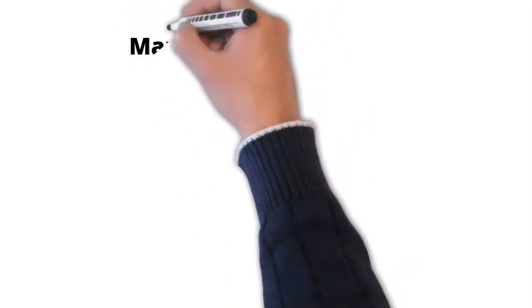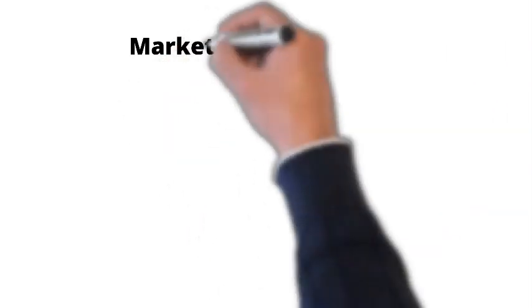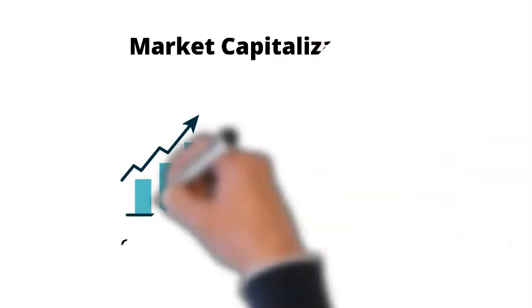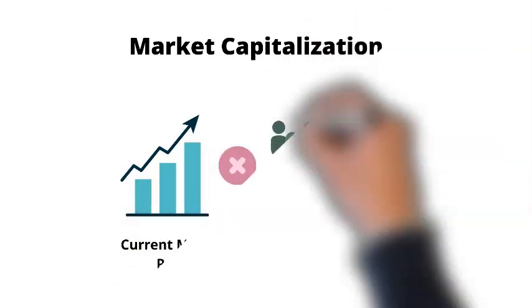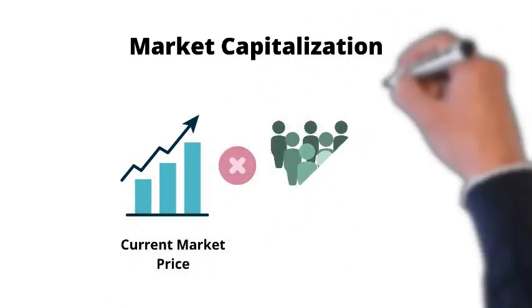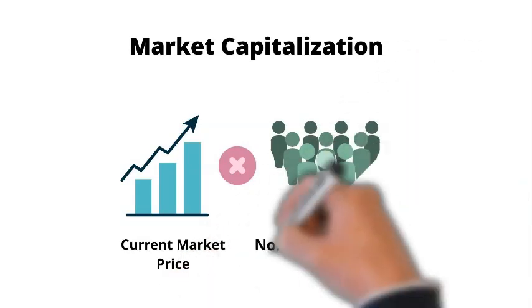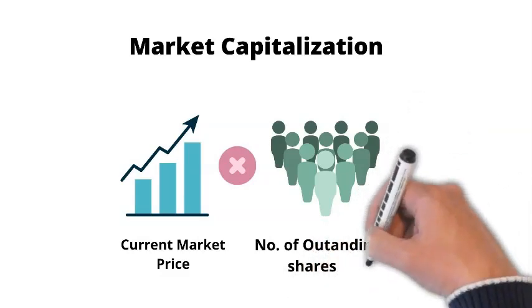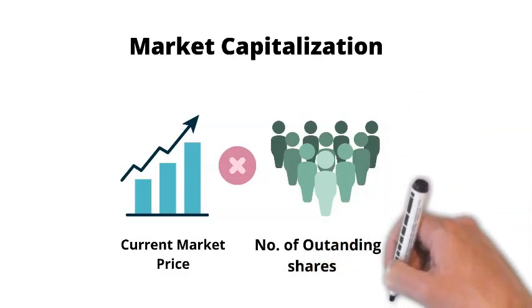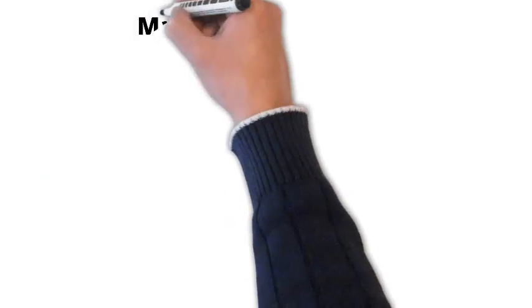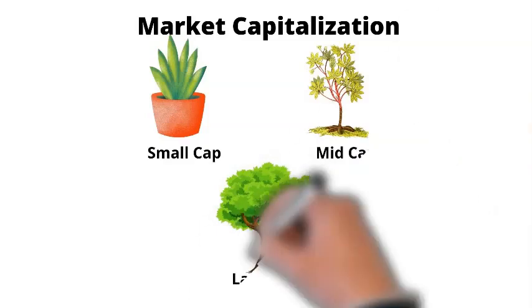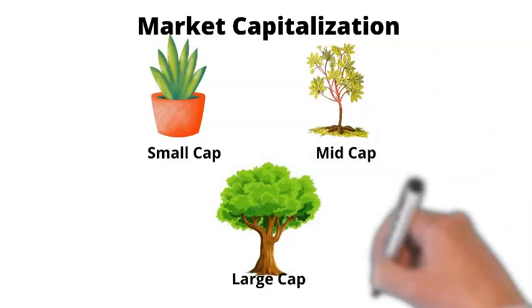Stock classification based on market capitalization. Market capitalization, or MCAP for short, is the market value of the outstanding shares or the free float of a company. Here free float refers to the stock that is held by the general public and available to be traded in the secondary market via stock exchanges. It is derived as the product of the total number of outstanding shares and its current market price. Based on MCAP, stocks are divided into small cap, mid cap, and large cap stocks.